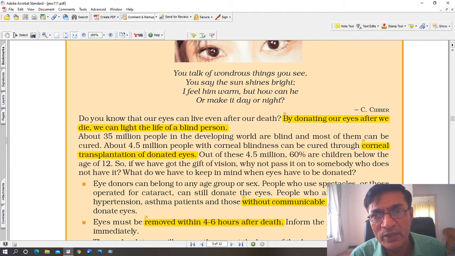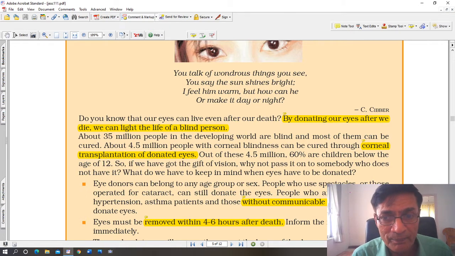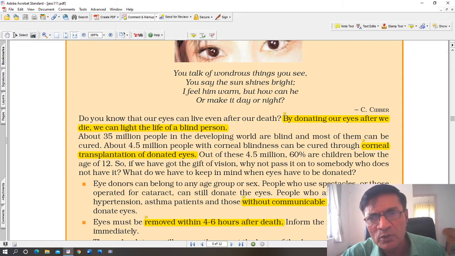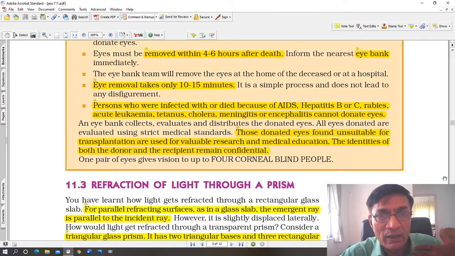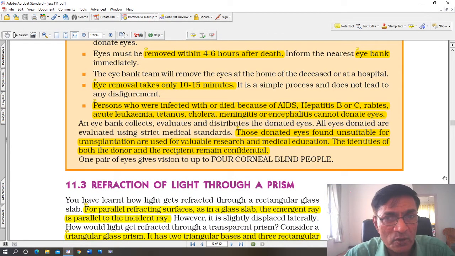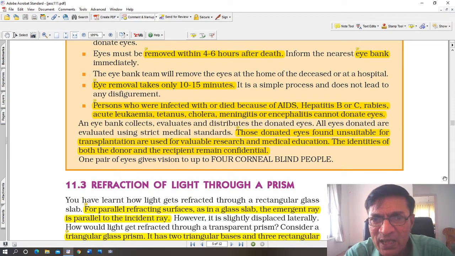Millions of people donate their eyes, just like they donate blood. You can also donate your eyes, and it can restore the vision of millions of people, not just in India, all over the world also. And it's a good thing, something that your family will be proud of, a person who donates his eyes after death. But here there is something else. Eyes must be removed within 4 to 6 hours after death, otherwise they become useless, because the tissue of the eyes will die without the blood.